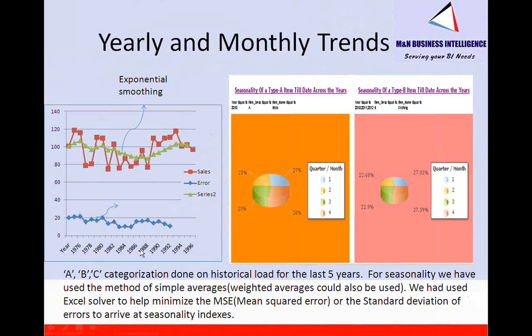So what we have done is, over the last 5 years, we looked at the seasonality distribution. So it goes here, and this is the plot of the mean square error. And using the Excel Solver, we have actually minimized the mean square error by allocating weights across the last 5 years. And then we arrive at the seasonality patterns, the seasonality indexes for type A and type B items on a percentage basis by quarter and then by month.